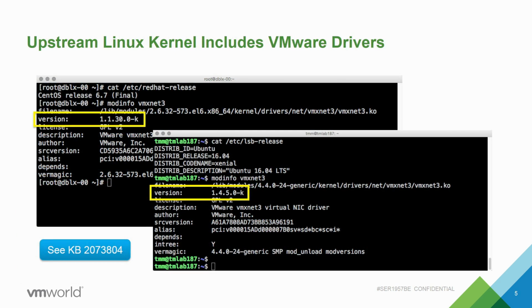Now, one more nice thing about Linux. Over the years, VMware has been working very hard to get all of our para-virtualized drivers into the upstream Linux kernel source. And so that has paid off. By now, all the important drivers, PVSCSI, VMXNet3, the Balloon driver, and a few others are part of the kernel. So any recent Linux distribution is going to have those drivers present.